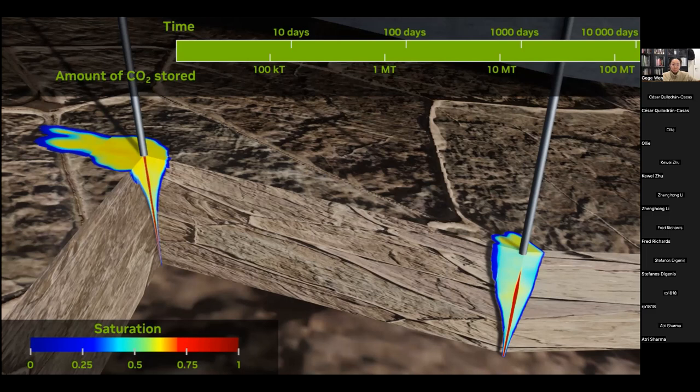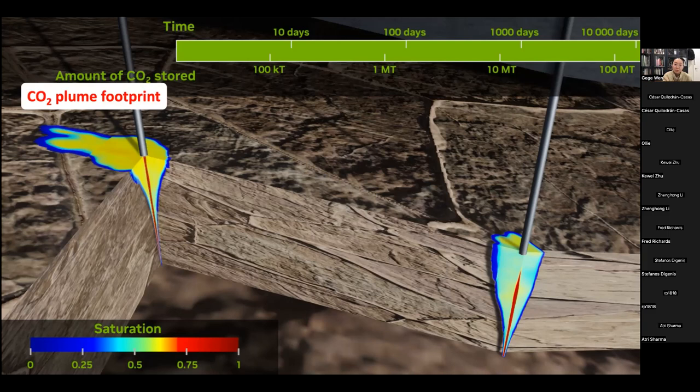One reason is that we need to make sure that there are no abandoned wells or any fractures in the area that the plume has gone to. Otherwise, it may also cause leakage. This is also something that in the United States is required by the regulatory agency for us to calculate when we apply for permits to inject CO2.